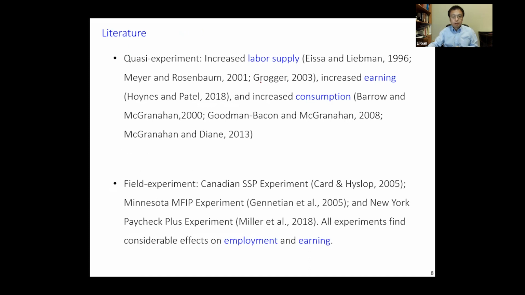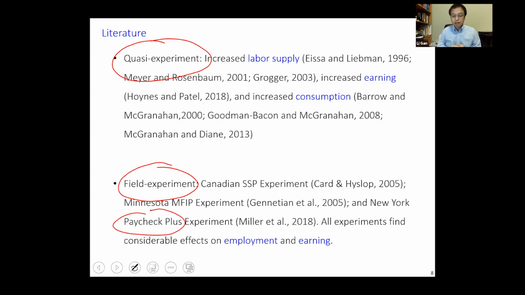So I'm going to go quickly through the literature. There is a very large literature in economics and in sociology studying the EITC type of program. In economics, there are many of them. Some use quasi-experiments, such as tax reforms, by Eissa and Liebman, et cetera. Then there are also field experiments, some done in Canada, some in Minnesota, and a recent one in New York called the Paycheck Plus experiment. All these experiments find considerable effects on employment and earnings.